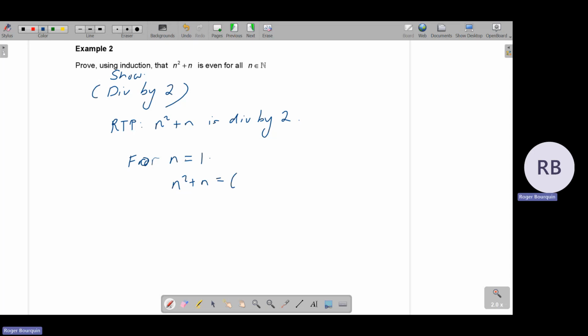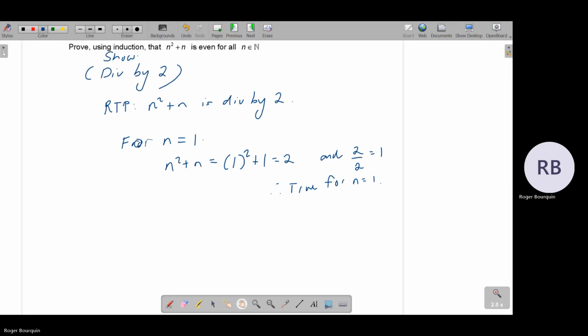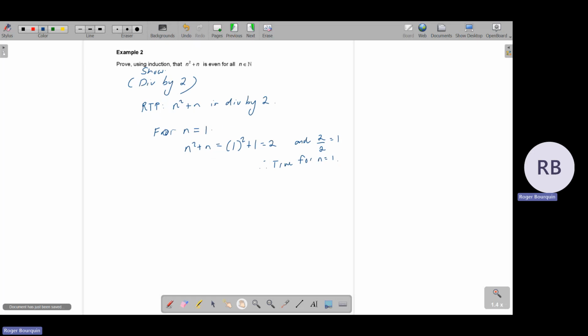So n squared plus n is 1 squared plus 1, which is equal to 2, and 2 is divisible by 2. So therefore, it is true for n equal to 1. So, what do I do next? I assume true for n is equal to k, k is an element of the natural numbers.